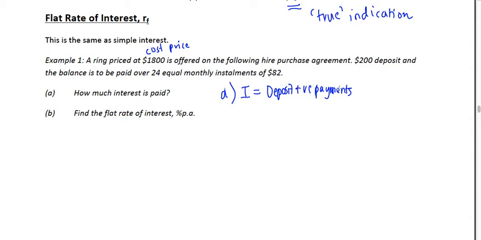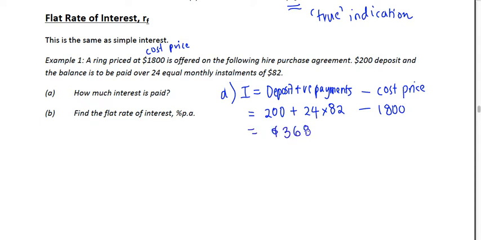Deposit plus repayments minus the cost price. So this is the total amount that you pay, subtract what you should have paid if you'd just been able to buy it on the day. So this is $200 for the deposit plus 24 installments, so 24 months of $82. So $200 plus 24 times 82, and we'll subtract the cost price, which is $1,800. And what you'll find is we are charged $368. It's going to cost you an extra $368 to pay it off over the 2 years.